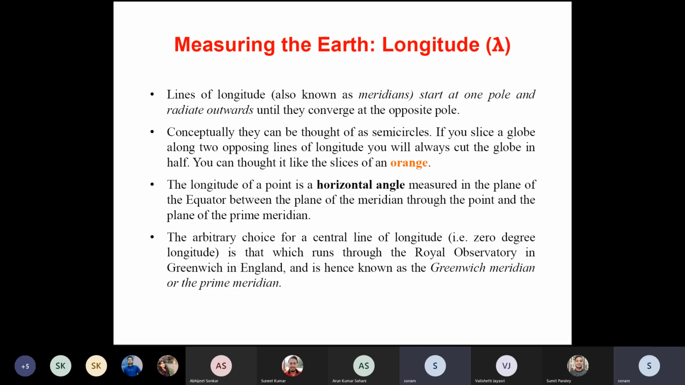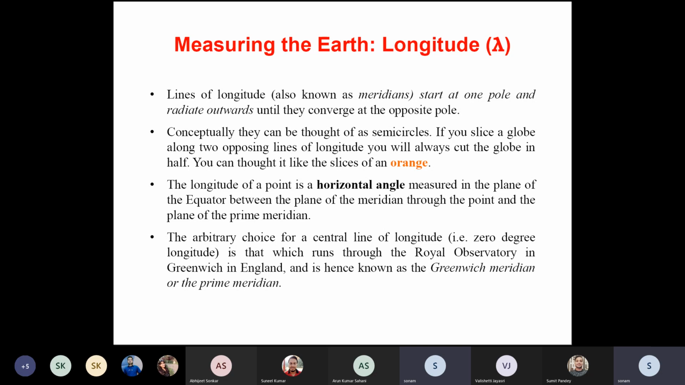The exact definition of the longitude that you need to give in any interview or viva session is the third one. The longitude of a point is a horizontal angle measured in the plane of equator between the plane of the meridian through the point and the plane of prime meridian. Okay. Write down this definition in your copy and then we will discuss what is meant by this definition. Just try to think about this definition, even if you are getting confused. But you must remember this definition is what you need to give when somebody asks you about the longitude.